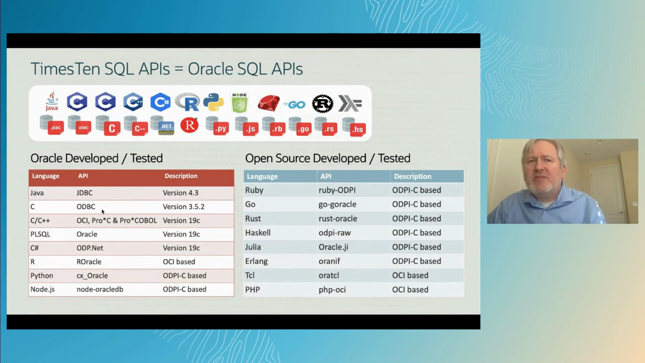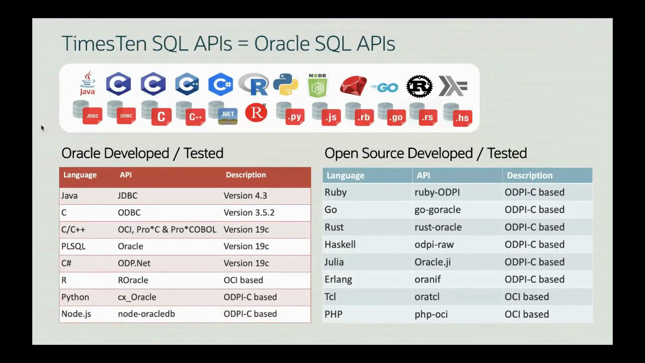So we know TimesTen supports SQL and PL/SQL, but how do you use it? You use it the same way as an Oracle database, because we support the same SQL APIs and drivers as the Oracle database. So whether you're using the newer APIs such as Python or Node.js, or old school APIs like Pro*C and Pro*COBOL, you're using the same APIs and the same SQL drivers as the Oracle database. And you can also choose to use the open source SQL APIs for the Oracle database with TimesTen. It's literally the same code.